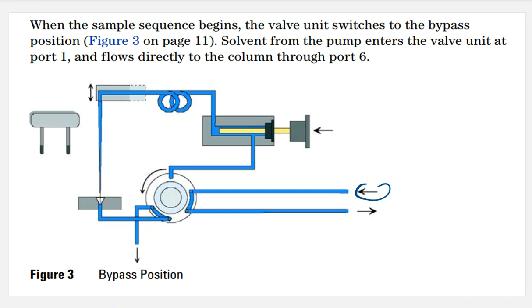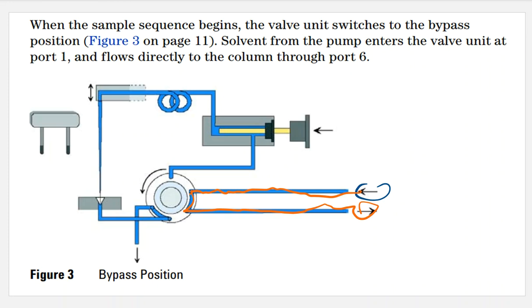So mobile phase is going to go in, and then out of port number 6, and then it goes into the column. That's what this is. Notice that the tubing lines are not connected anywhere else. That's the purpose of the switching valve.